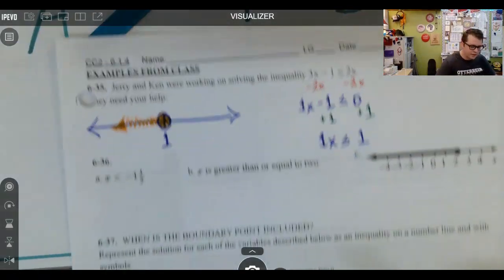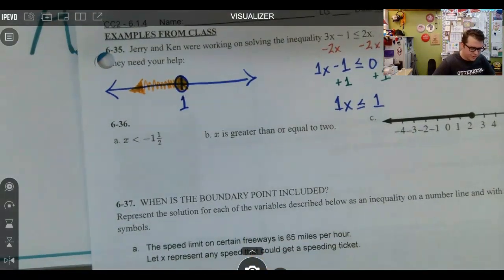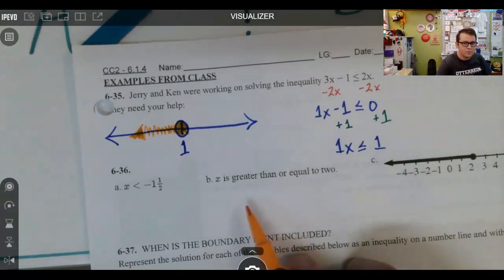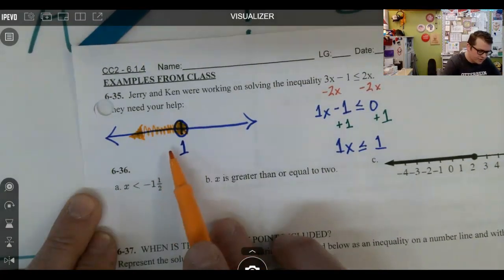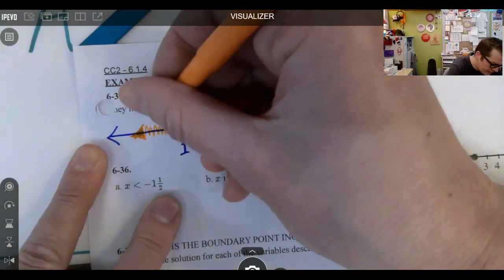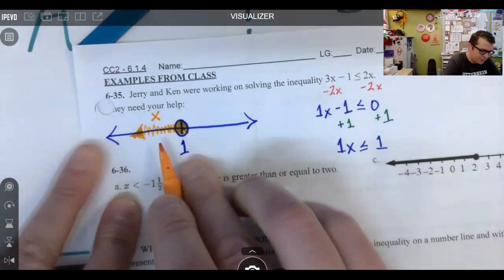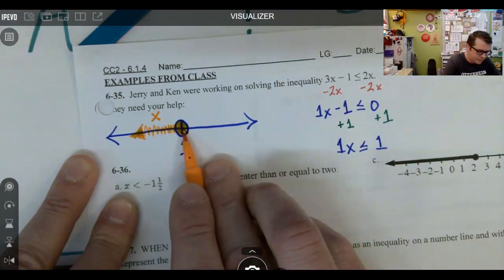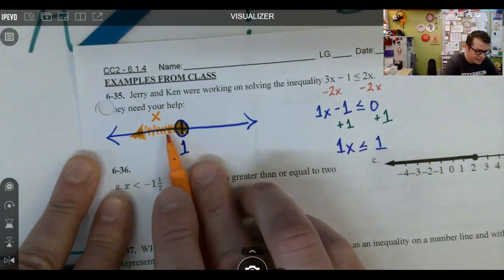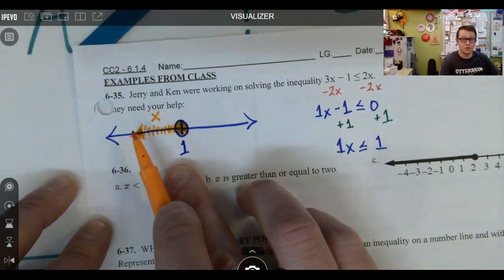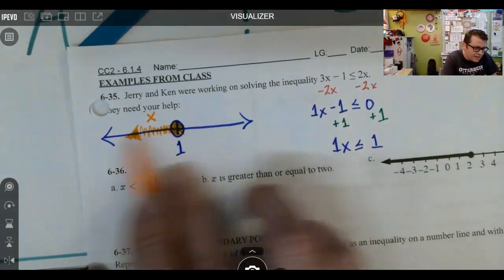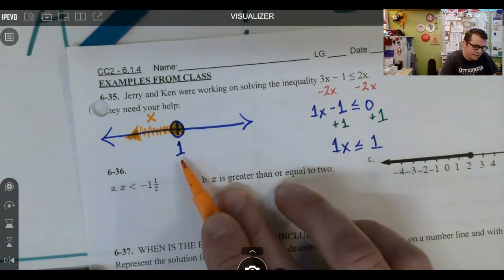So this question down here about when is the boundary point included? Well, when we are allowed to be equal to that number. And we'll practice 36 and 37 to practice through those. But this shows our shading is actually representing what x is allowed to be. X is allowed to be 1. X is allowed to be less than 1. So x could be 0. X could be negative 1. X could be negative 7,402. Right? Like it could be anything on this side of positive 1.